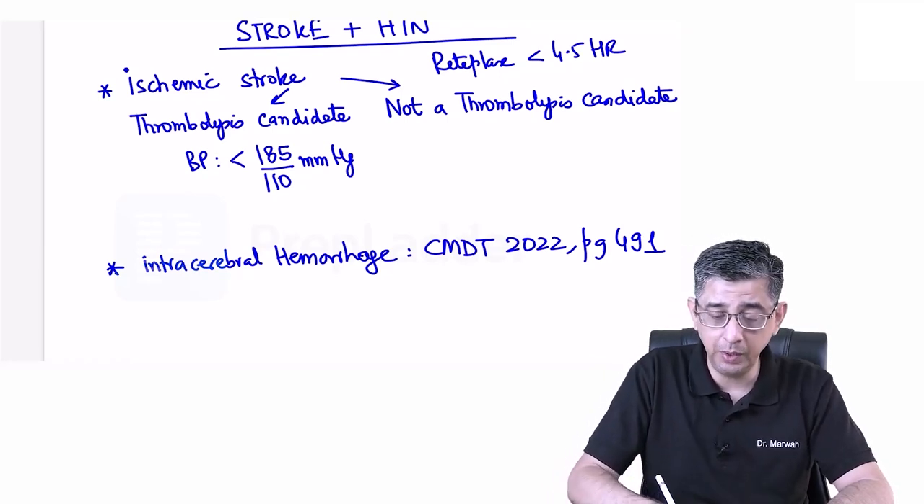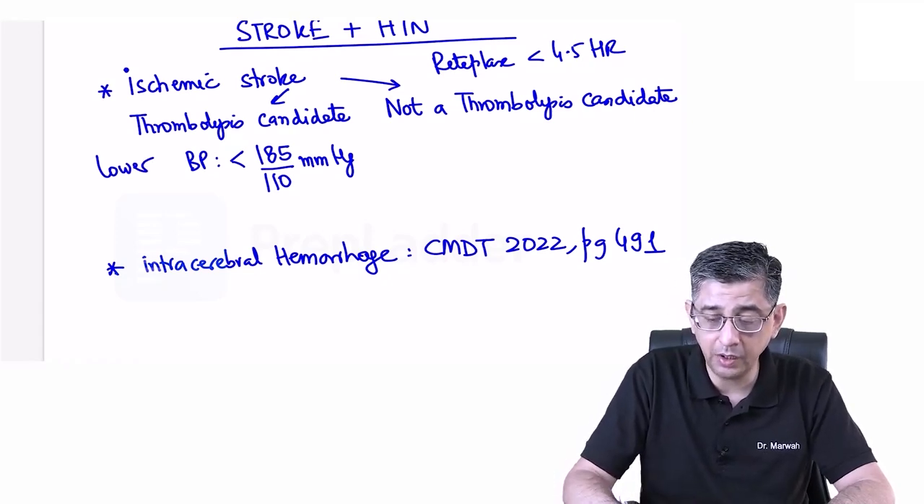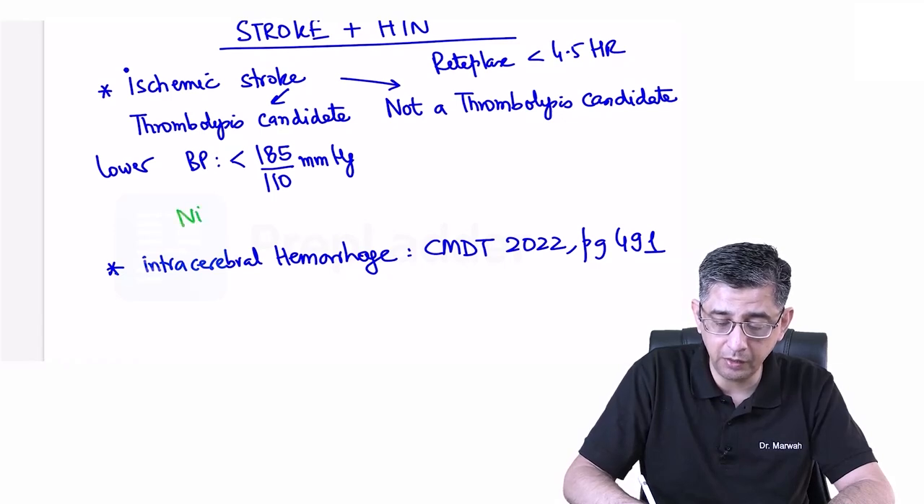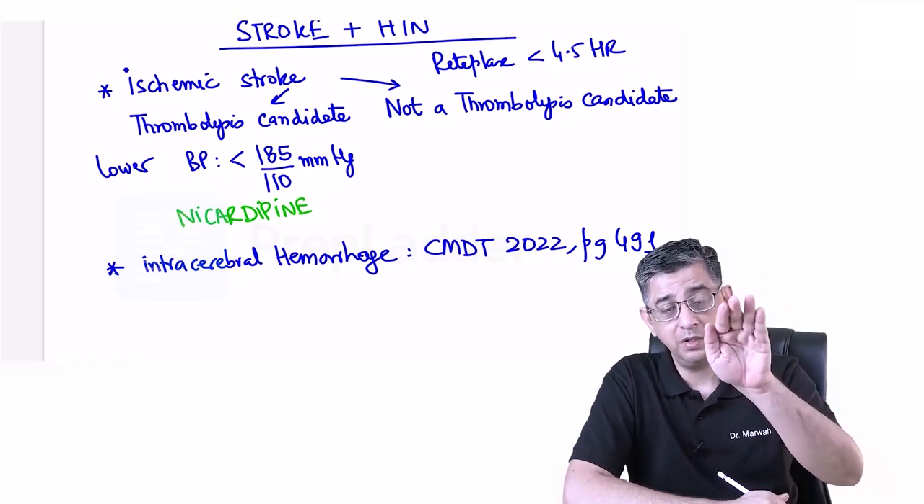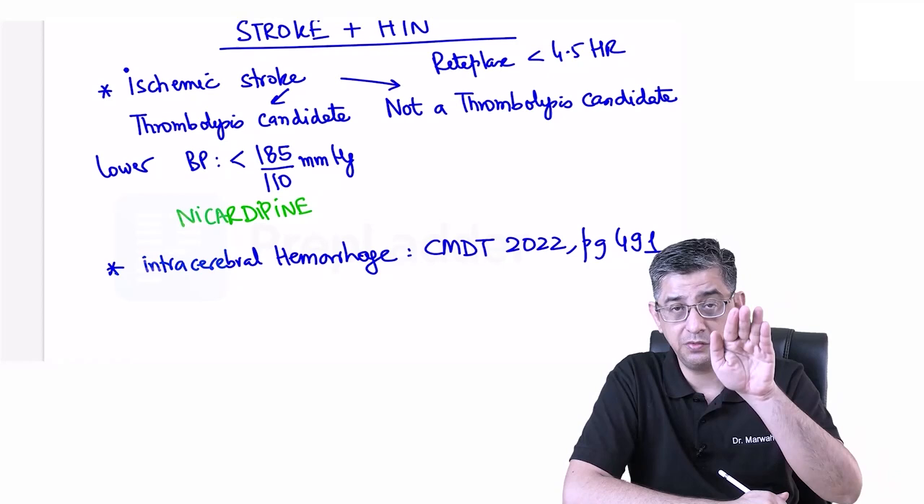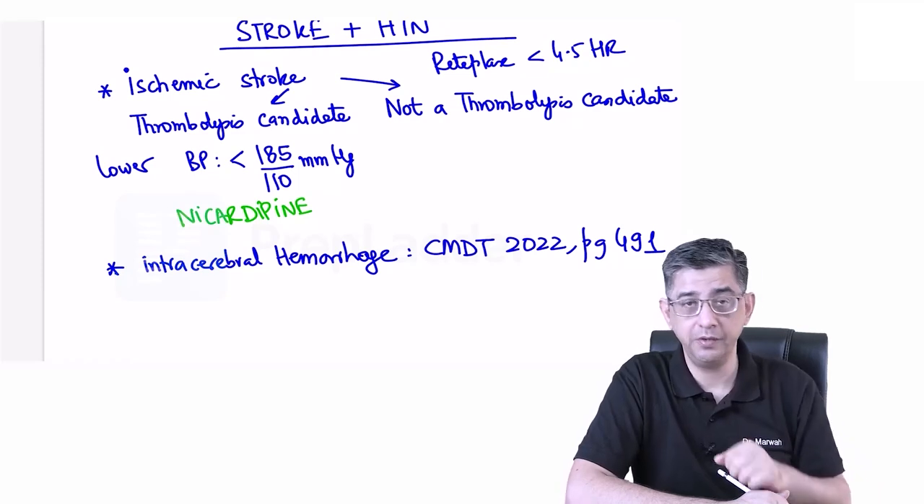And to lower the BP, what drug would be used in this case? Then the answer here would be given as nicardipine. In fact, I'll just show you the reference from CMDT also in a while. But you see, why not sodium nitroprusside? Because nitroprusside is a very efficacious drug, but it causes a fast fall of blood pressure. Because of this fast fall of blood pressure, what happens is that the cerebral perfusion pressure can be affected.